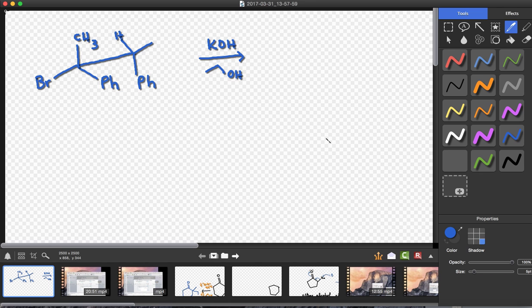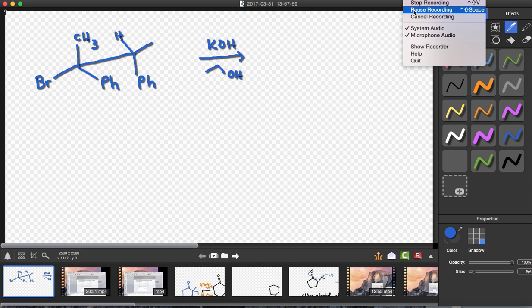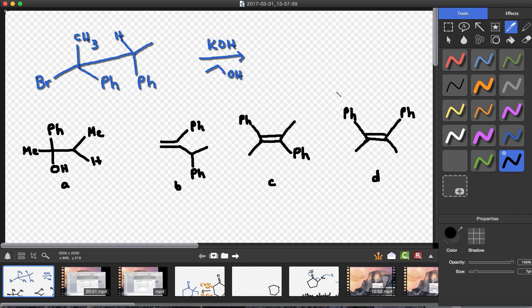And our answer choices for this problem are as follows. So these are the four answer choices, and before we get started, this is going to be an E2 elimination, and so A is easily eliminated because it does not yield an elimination product.